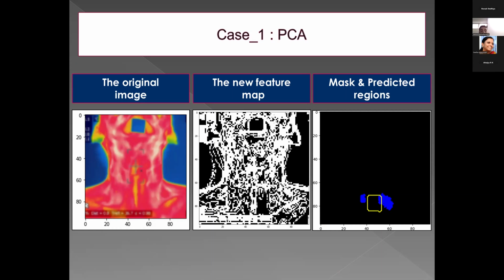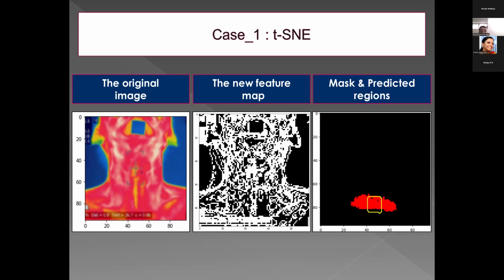As can be observed, the predicted area has minimal overlap with the highlighted yellow area, which is the actual mask region, indicating poor performance. In this slide, using the feature map obtained from TSNE, we observed that the model predicts a wider area compared to the PCA method. Although it includes the actual region, the dice coefficient is still 55%.